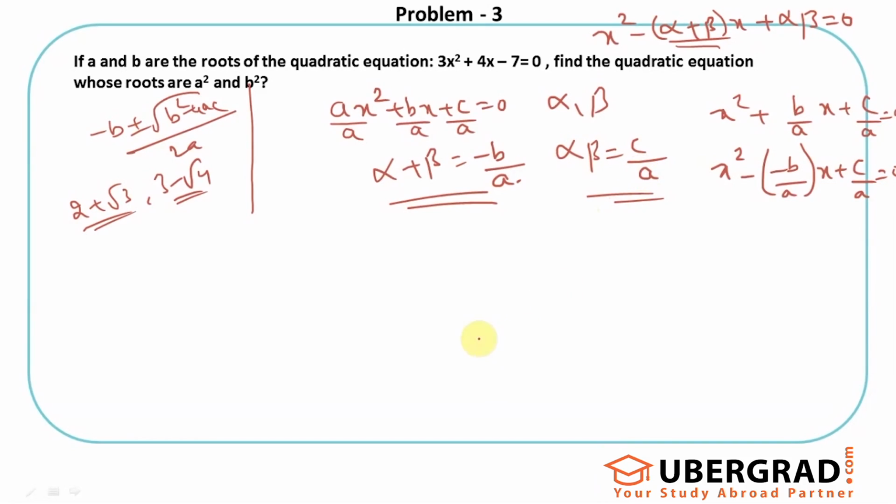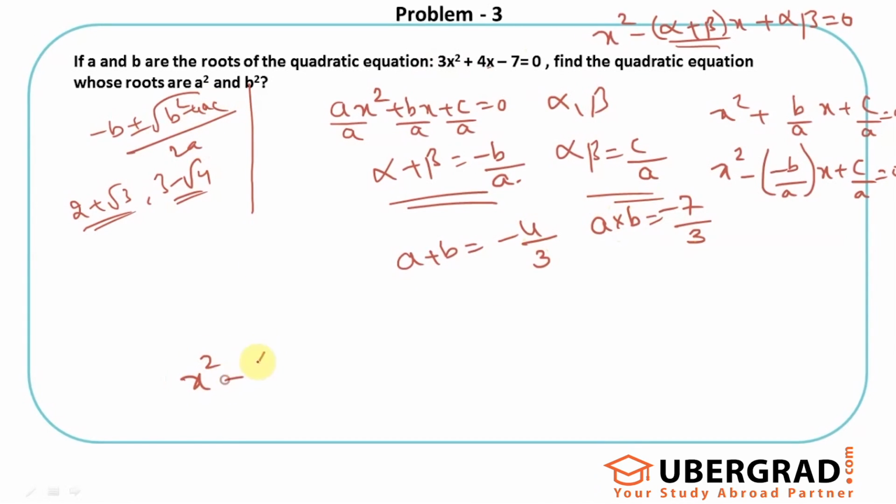Once I know this, if a and b are roots of this equation, what is the value of a plus b? b is 4 and c is a, so it's minus 4 by 3. What about a into b? c is minus 7 and a is 3. Now they are asking us to write the equation whose roots are a square and b square. How would that equation look like?